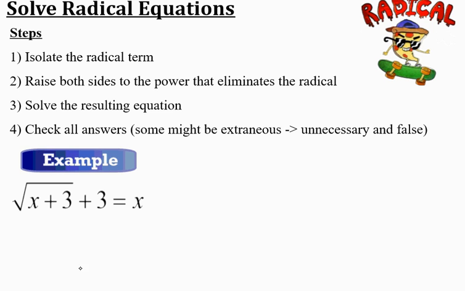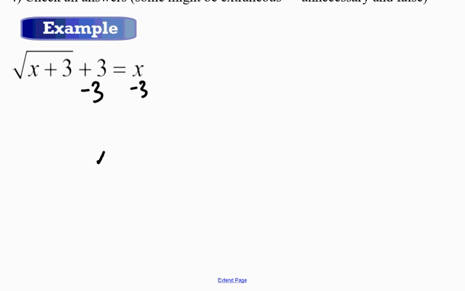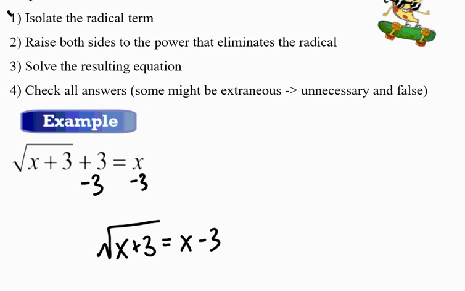So in this one, that would be one step. That would be subtract this 3 right here. So when I subtract this 3 from both sides, I'm then going to be left with square root of x plus 3 equals x minus 3. That's step 1. Isolate the radical term.